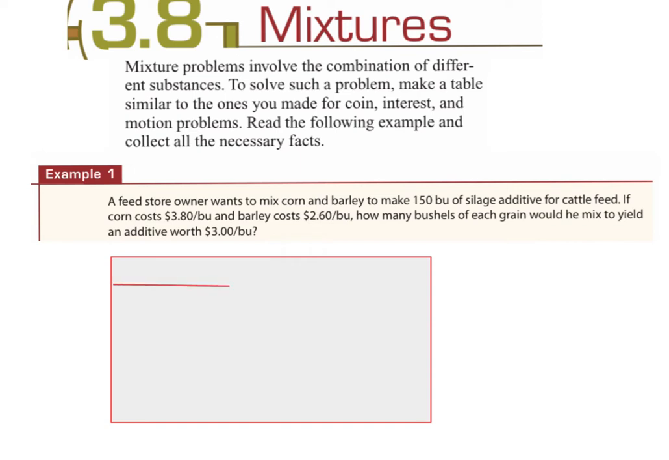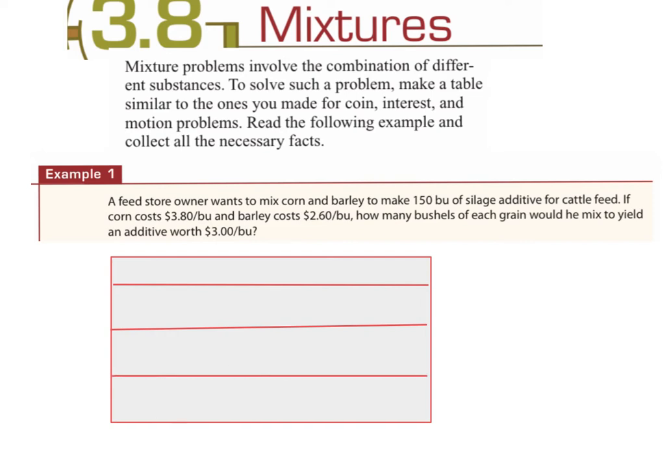All right. And so I am going to set up a row for the corn. I am going to set up a row for the barley, and I am going to set up a row for my final mixture. All right. And then I have to consider what I'm talking about. In this case, I'm talking about bushels. That's what our little BU measurement is. I'm also talking about a price. And then I'm talking about a total cost. So I am going to set up the 2 items that it has referred to. In this case, these are the 2.